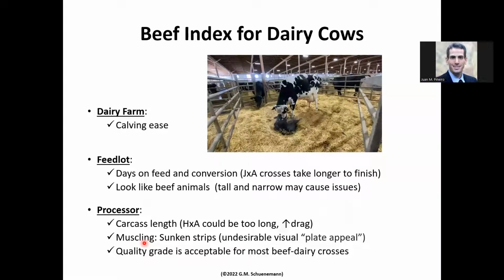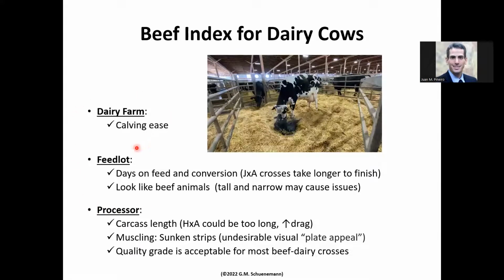And when it comes to the meat, for most of the crosses, I would say that the quality grade is acceptable for most of these beef dairy crosses. But I cannot provide you an overview of how each one of the components is looking for the same animal, right? You have the maternity here, so now the cross calf has to go through the feedlot, and then from the feedlot to the processor, and finally go to the consumer, right?